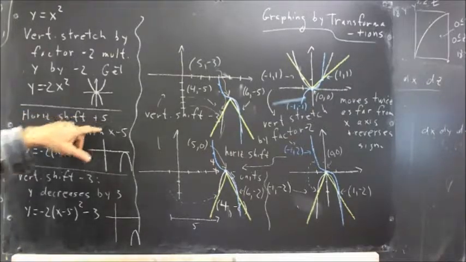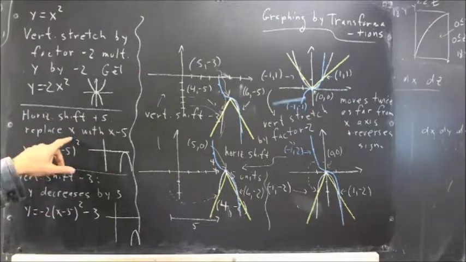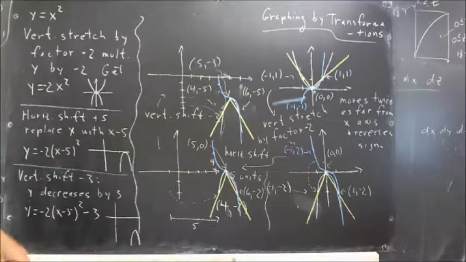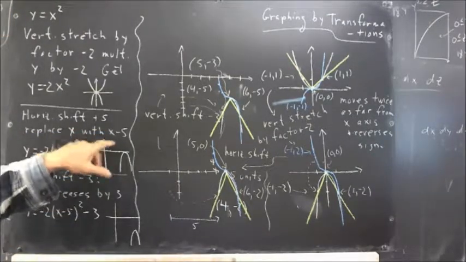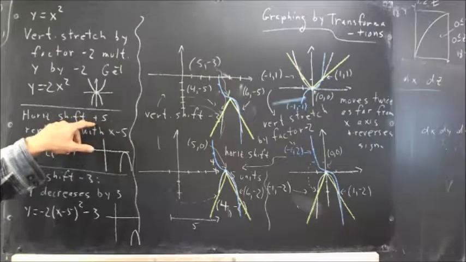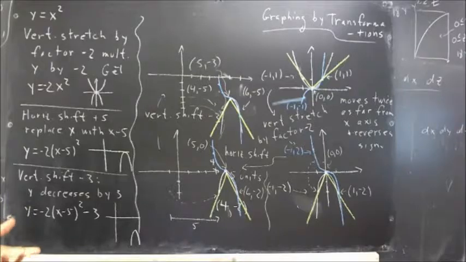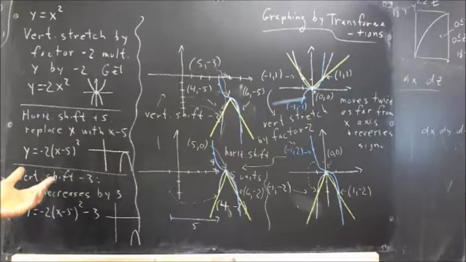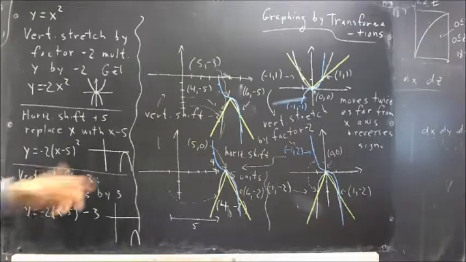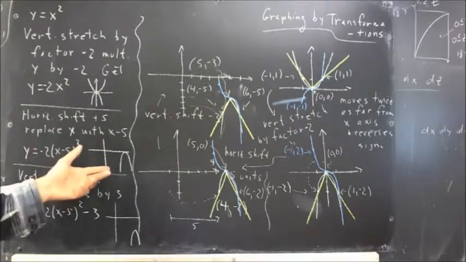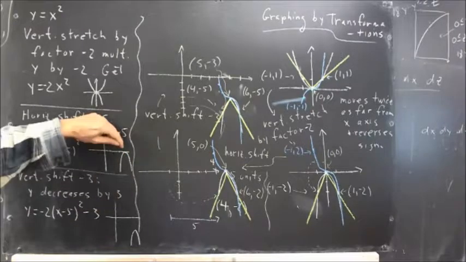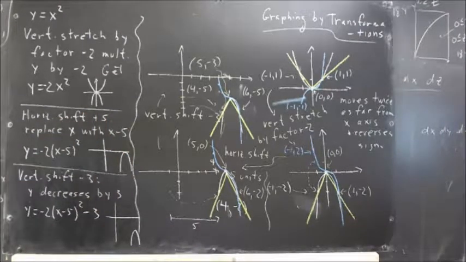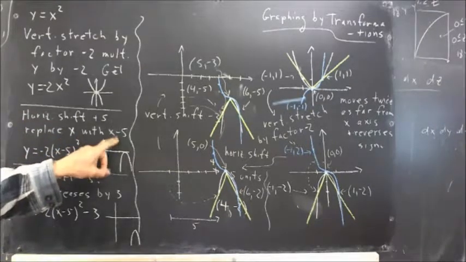Then our horizontal shift of +5 units means that we replace x with x minus 5. Now, it's not that easy to understand why we have a minus here when we have a plus here. I simply say that if you want the same y value, x is going to have to be 5 units greater. So, for example, if we want to get y equals 0, then x minus 5 would have to equal 0, which means that x would have to equal 5. So our vertex is going to have to be at x equals 5. That's been discussed at some length in other videos and in class. But whether you understand it or not, that's the rule.